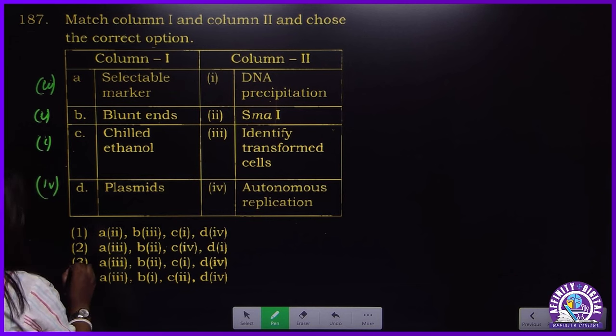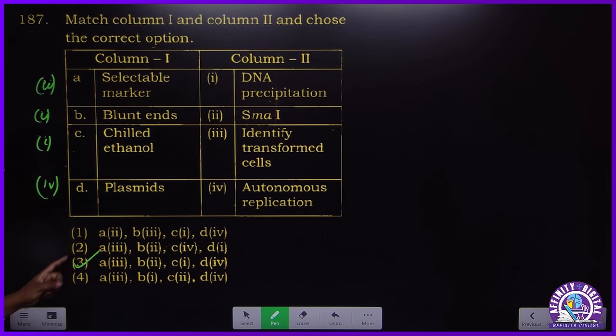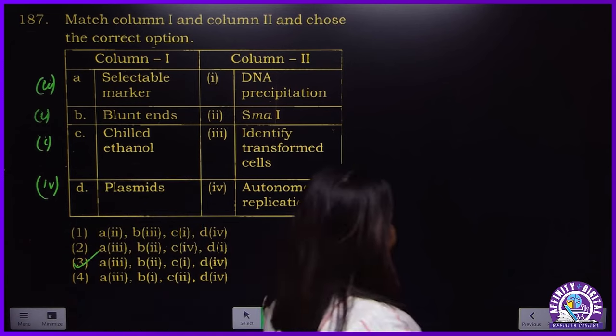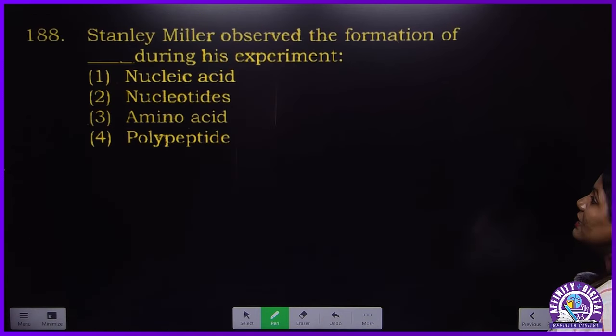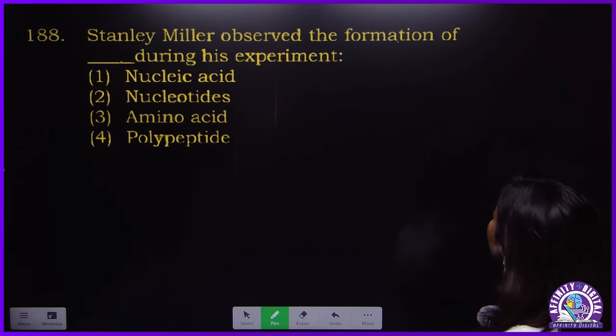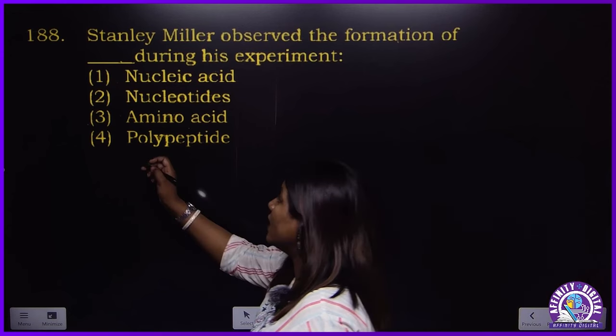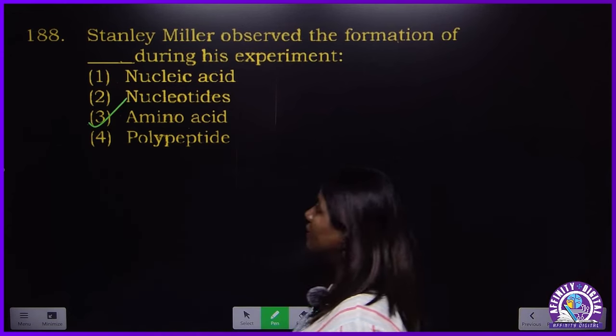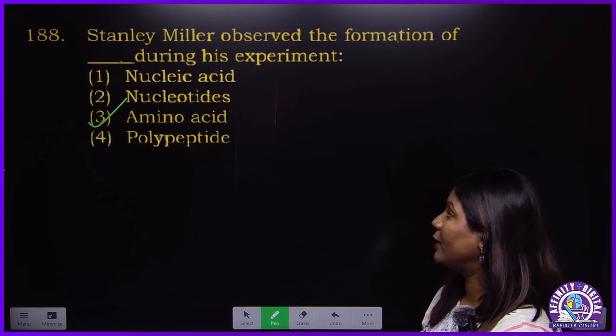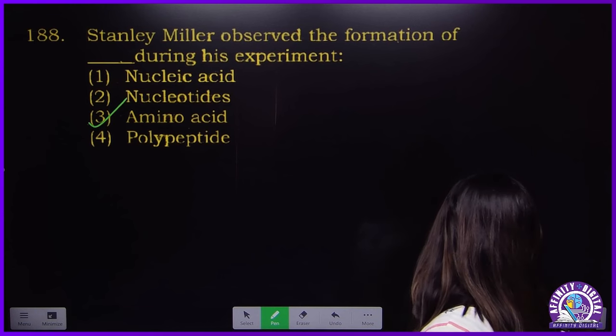3, 2, 1 and 4. Yes? Stanley Miller observed the formation of amino acid. उन लोगों ने amino acid discover किया था after they have performed their experiment during his experiment.